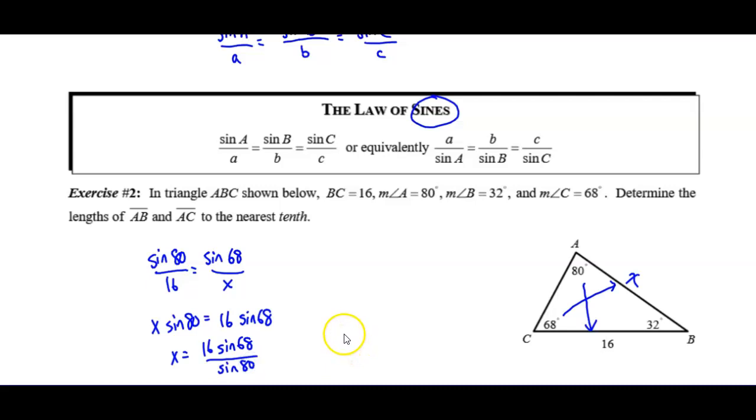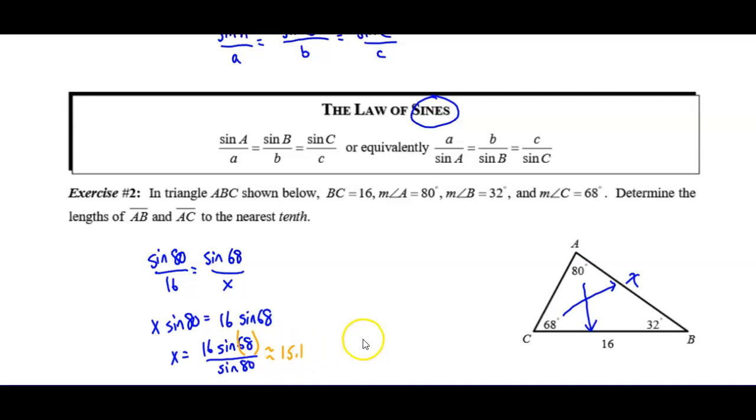All right, so when you put that into the calculator, the one thing you have to be very careful about is that you need to close those parentheses on the 68. Otherwise, the calculator is going to think that you're dividing by sine 80 within the angle. You got to close off the angle, then divide by sine 80. As you enter this into the calculator, you should get approximately 15.1.